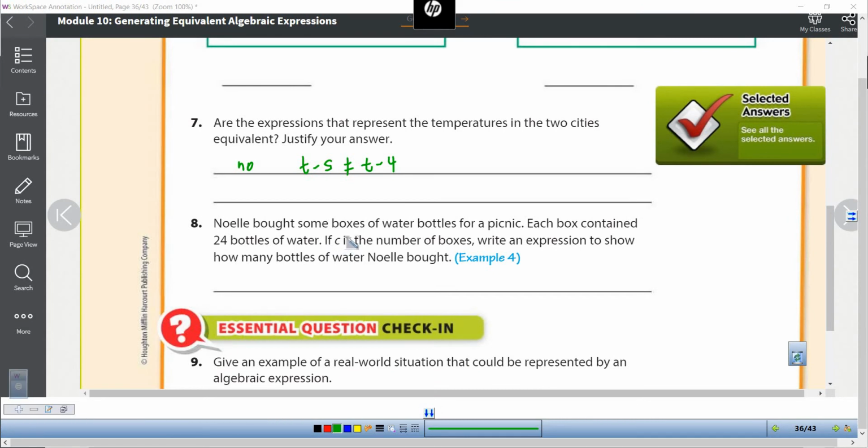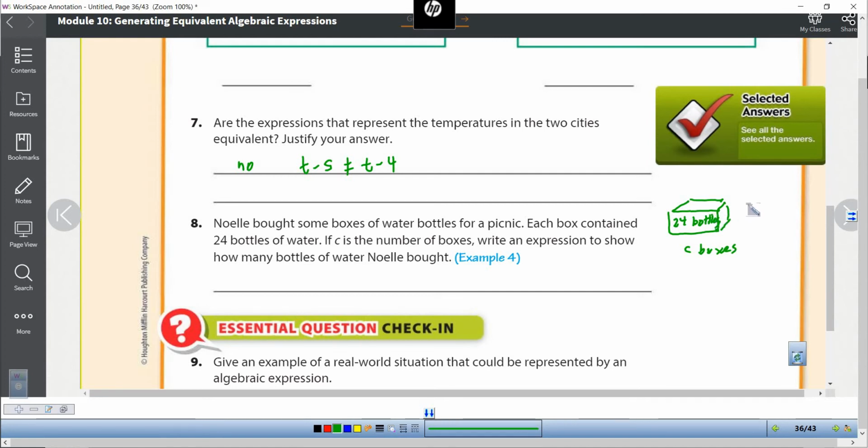Okay, here we go. Noel bought some boxes of water bottles for a picnic. Each box contained 24 bottles of water. If C is the number of boxes, write an expression to show how many bottles of water she bought. So what do we have here? We've got a box. So this represents my box. And in each one of those boxes, there are 24 bottles. All right. And she has C boxes.